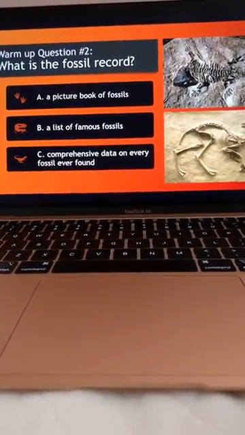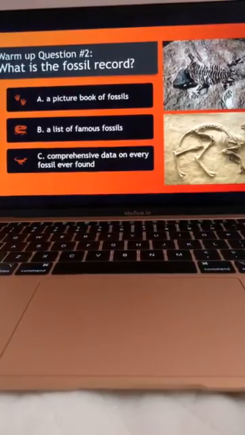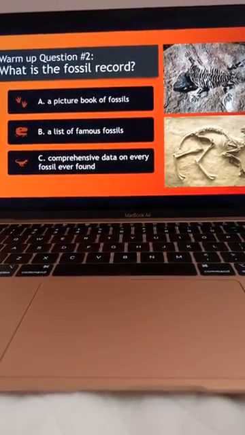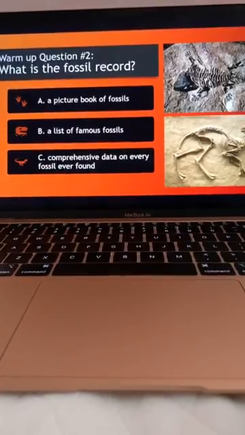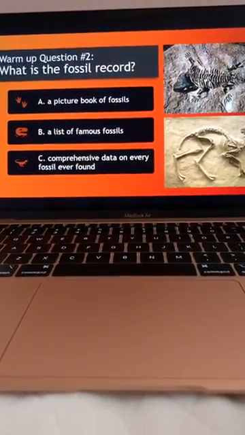All right, moving on to warm-up question number 3 in about 10 seconds. If you haven't typed your answer in for question 2, go ahead and do so now.